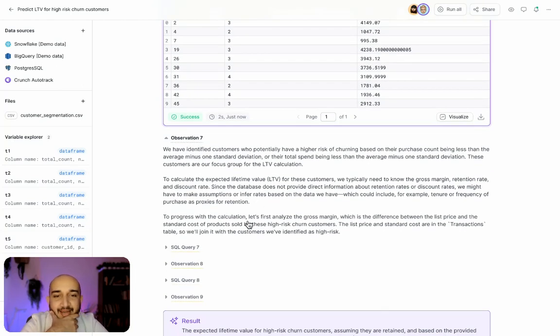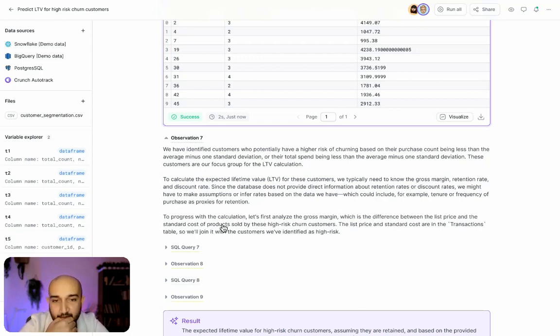It says that we've identified customers who potentially have a higher risk of churn based on their purchase count being less than the average minus one standard deviation. There is an average trend of purchasing, and if someone deviates a lot from it, or suddenly shows that deflection, chances are they are at risk of churn. To calculate the expected lifetime value, we typically need to know the gross margin, retention rate, and discount rate, of course. But I knew that in the database we uploaded, we have not provided the gross margin, retention rate, or discount rate. I was curious what the system would do here.